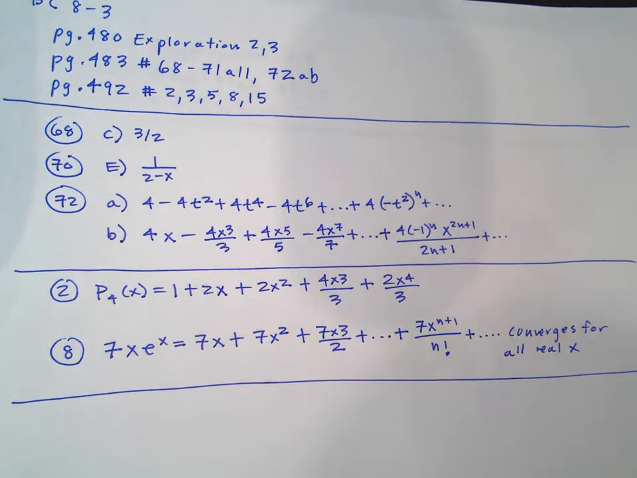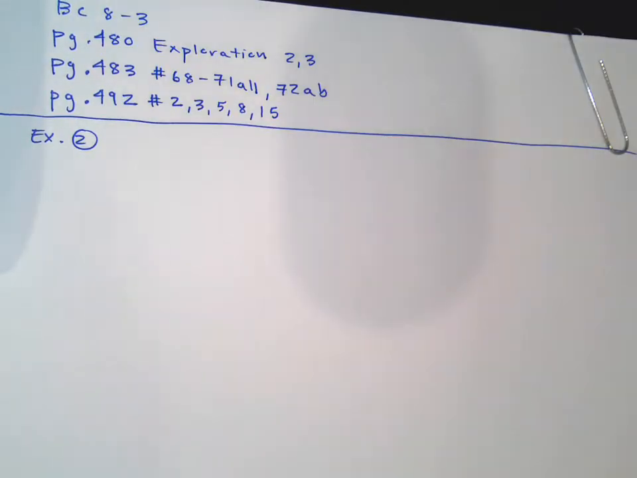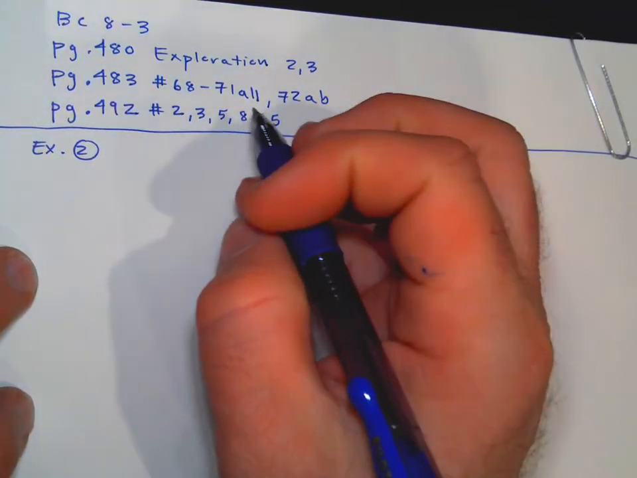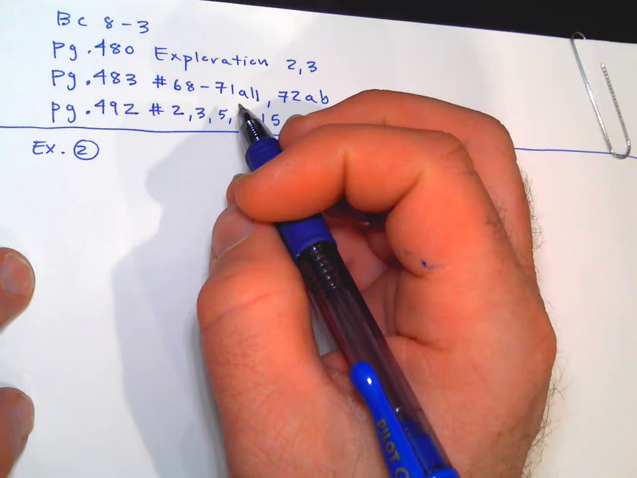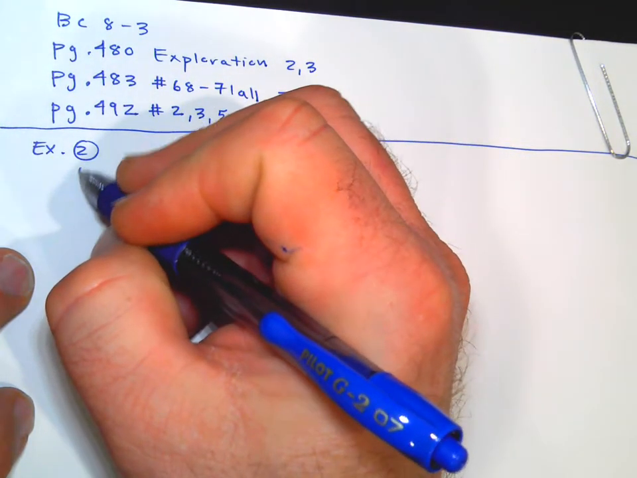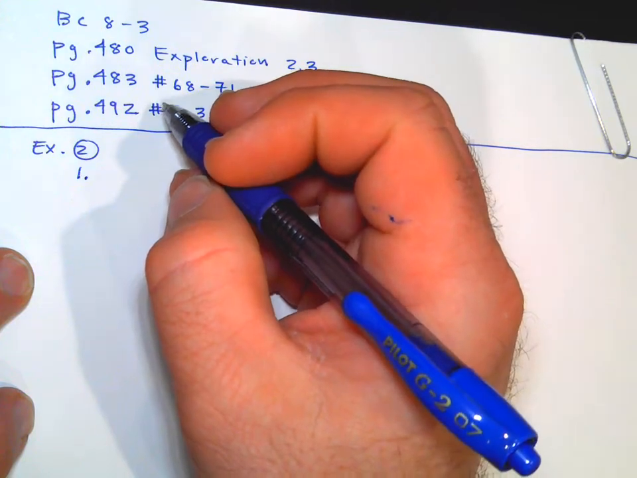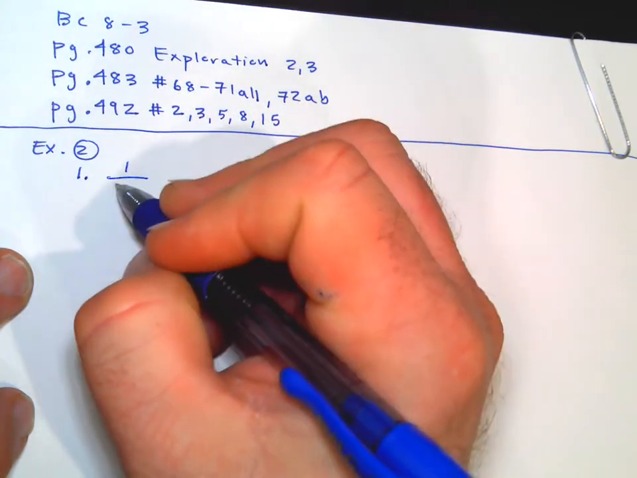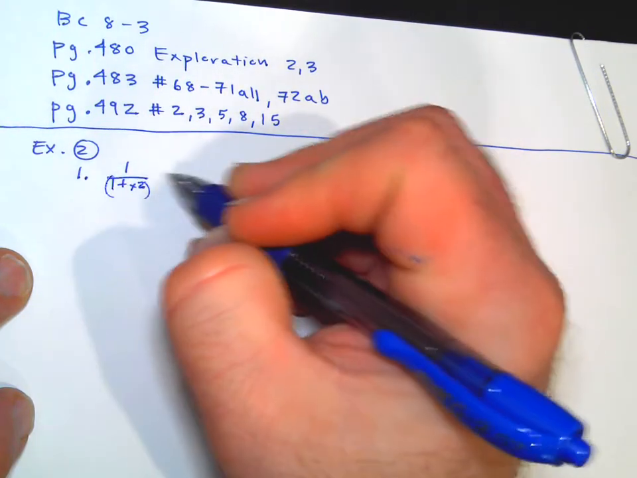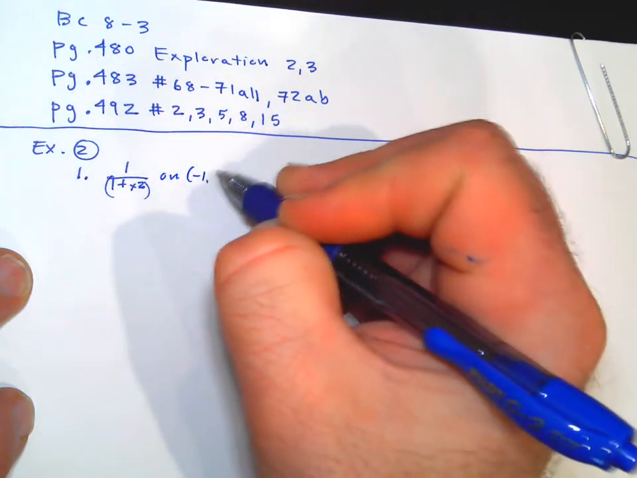All right, so let's try some of these. The first two are exploration problems on page 480. The first one is finding a power series for inverse tangent of x. Number one of the exploration says find a power series that represents 1 over 1 plus x squared on the interval -1 to 1.